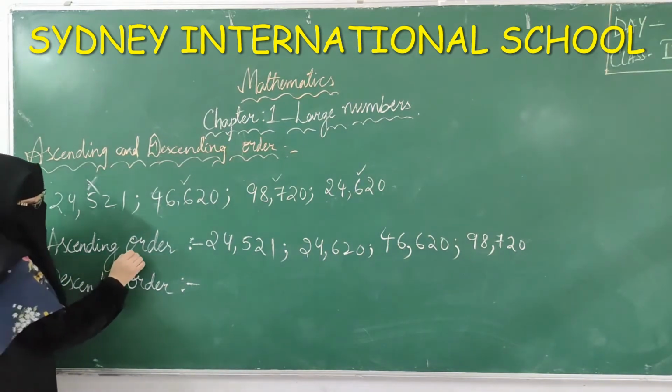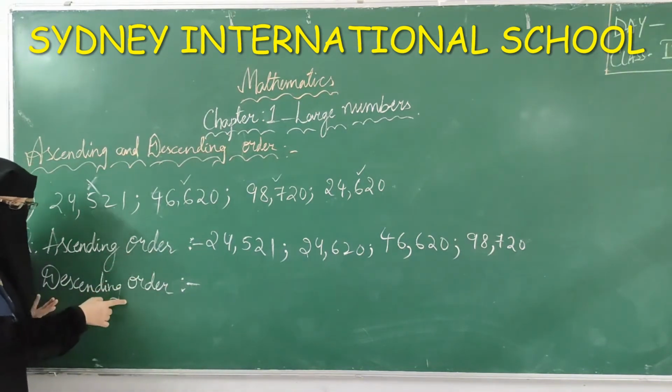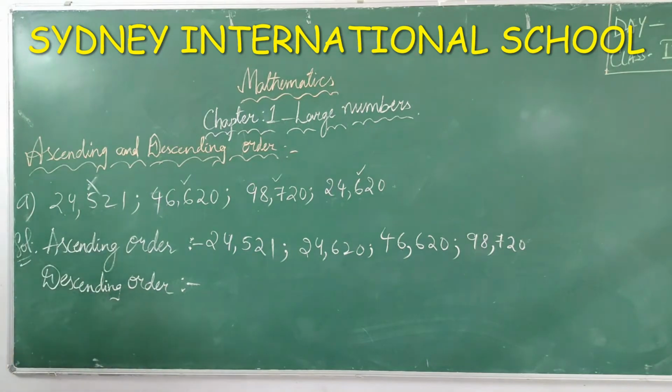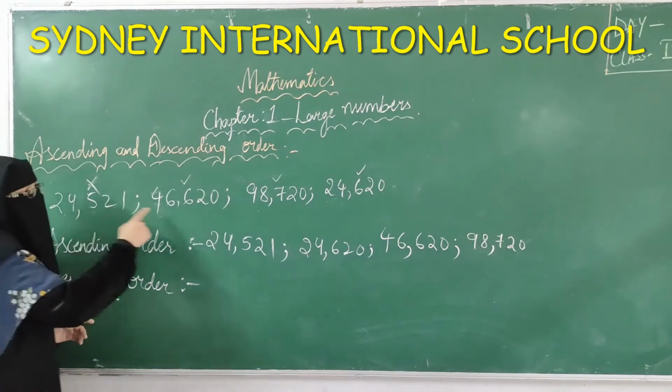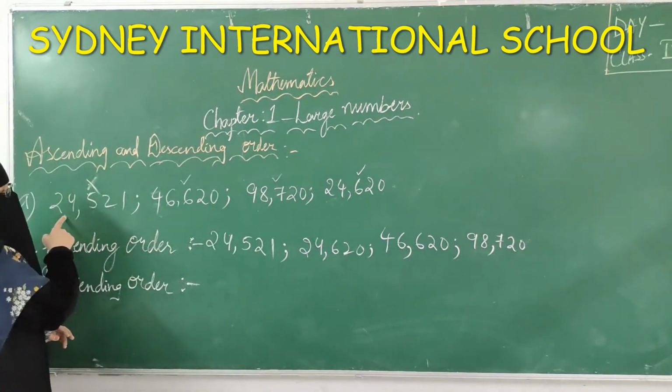In ascending order, we have to see small to big. In descending, reverse order, big to small. In ascending, small to big. In descending, big to small. Okay.